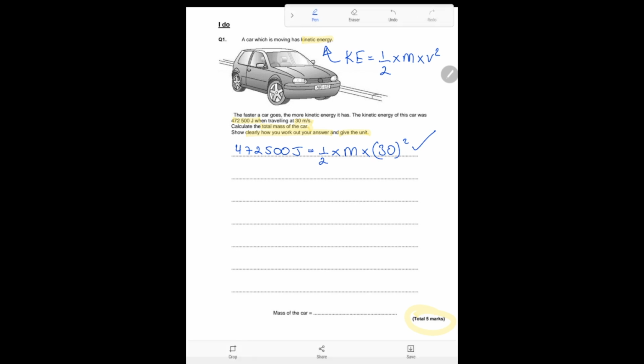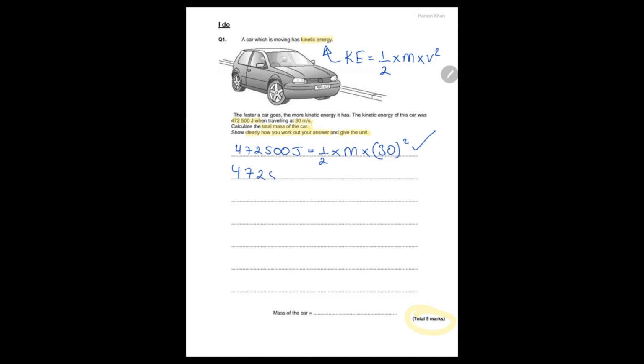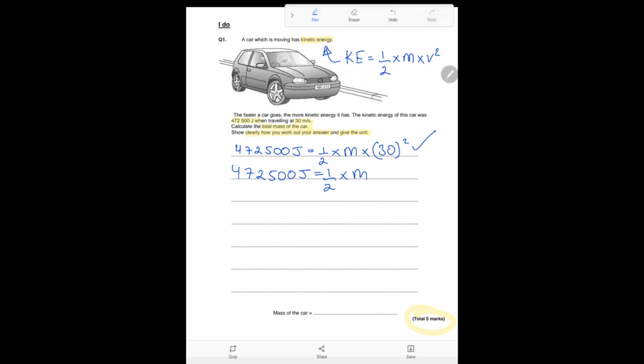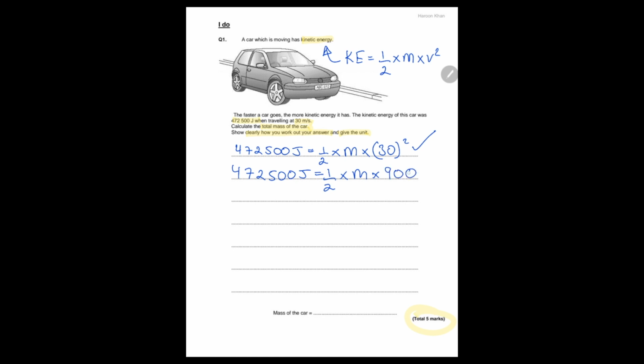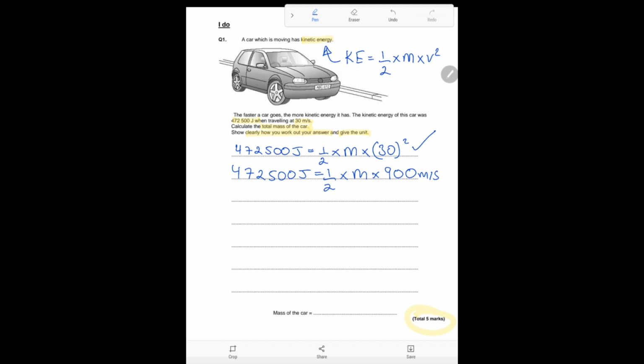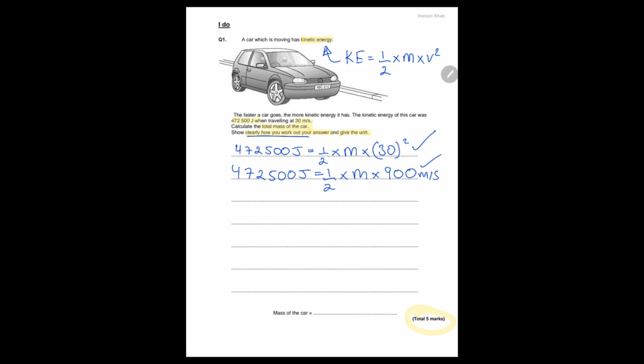Now the next thing I want to do is basically simplify my formula. So I can see 30 squared here, which makes it a bit difficult. So I'm going to simplify that. I'm going to do 472,500 joules is equal to half times mass, and 30 times 30, so basically 3 times 3, which is 9, and then 2 zeros added on, so that is nice and simple, 900, and I'll put down meters per second there. The next thing I want to do is then simplify this even further. So I'm clearly showing my working out, so that there is another mark.